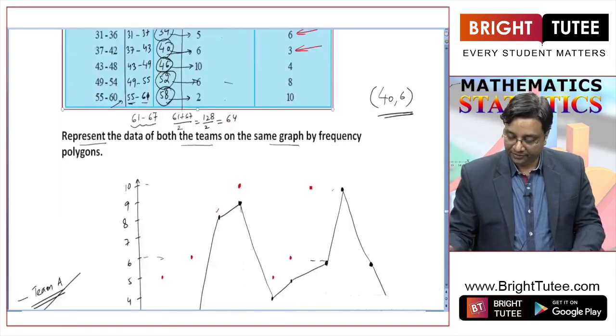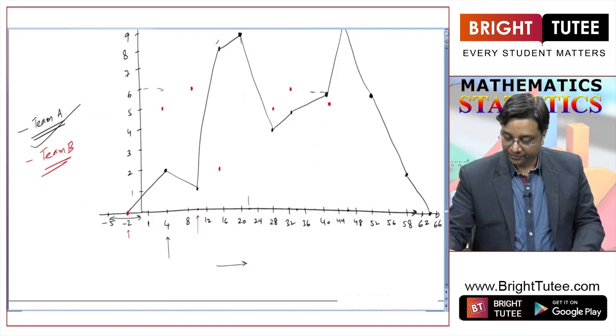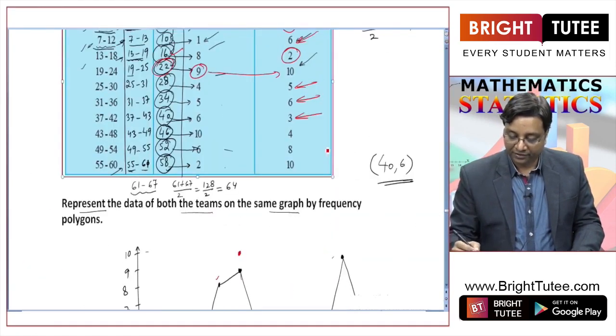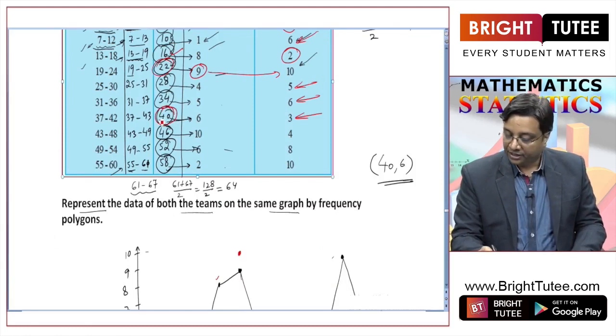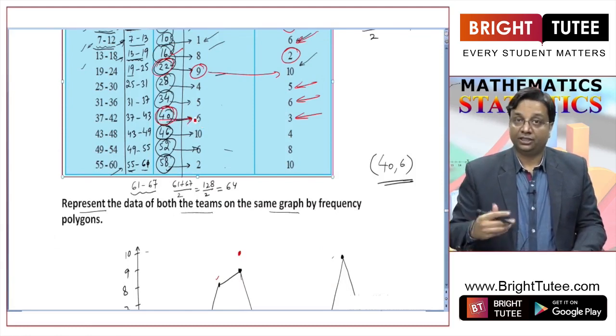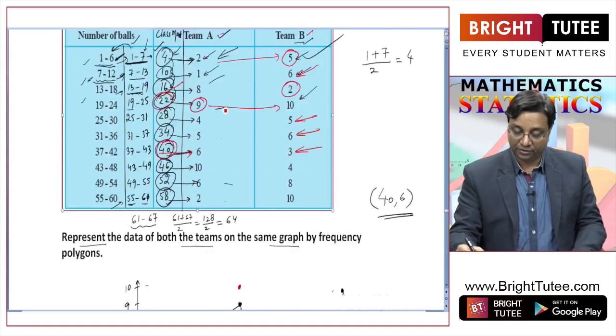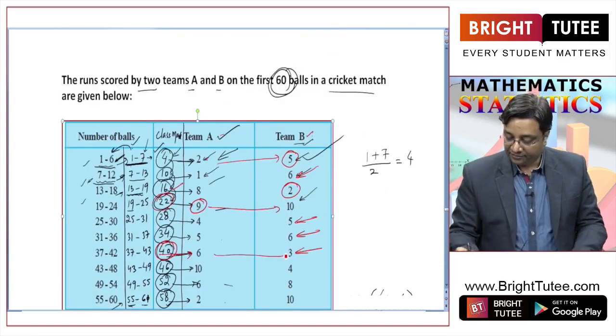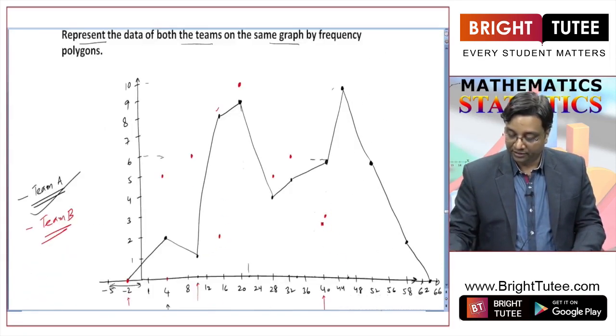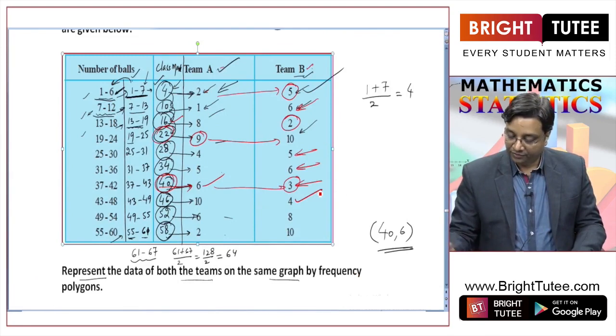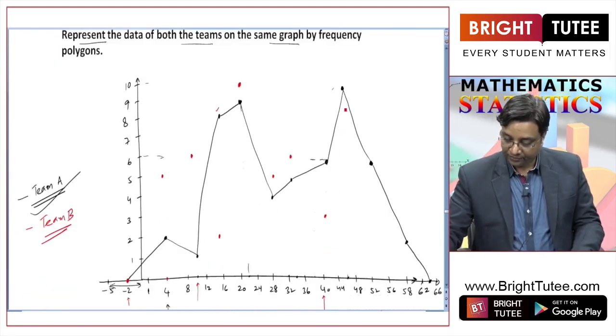Next one is 3. So it will be below this point, which corresponds to this 40. Or you can verify it from here itself. 40, and corresponding to 40, the frequency or the number on the vertical axis was 6 for team A, and here it is 3. So obviously this point will be below this point, which is true in this case, right? Now for the next, it will be 4. So it will be below this point and here.